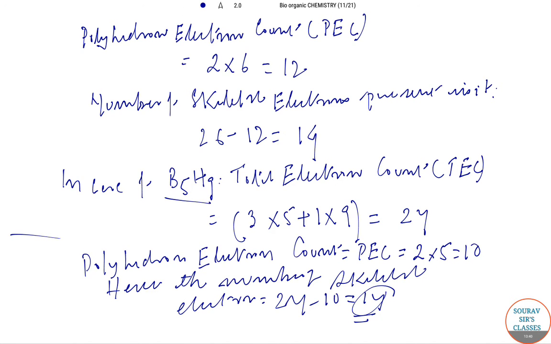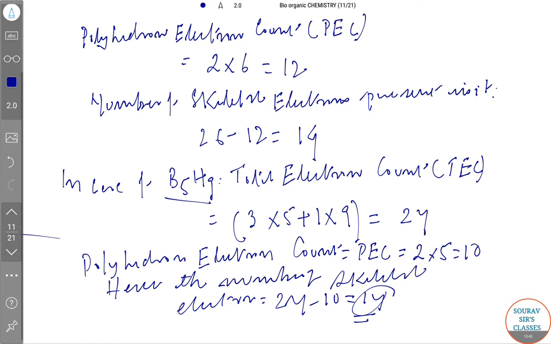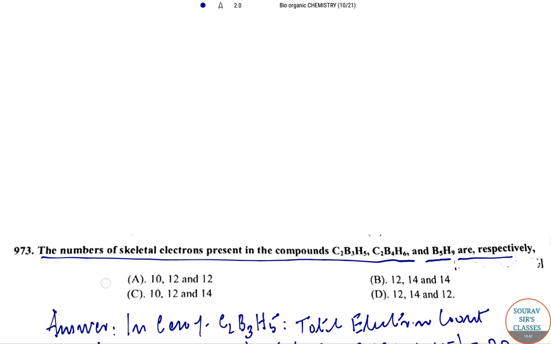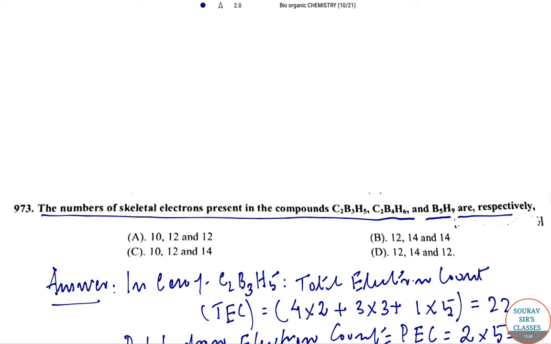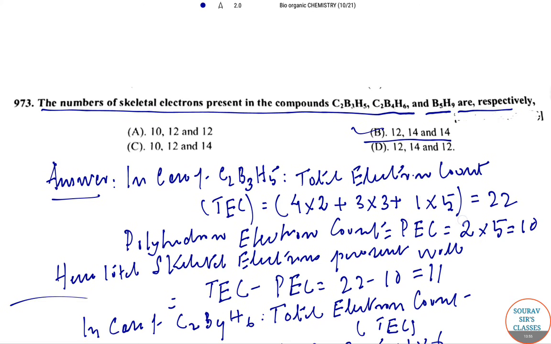So the question was the number of skeletal electrons present in each. So the correct option is 12, 14 and 14, because I got 12 for the first case.